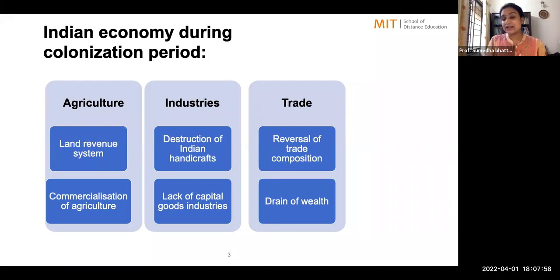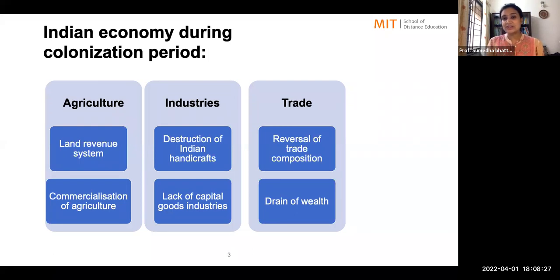Second, these Indian handicraft producers were supported by the princely states. Since the ownership of the princely states itself was at stake, there were not many supporters for Indian handicrafts. So the people involved in Indian handicrafts were rendered unemployed and they added to the pool of unemployed labor in agriculture. That means there was more burden on agriculture because of the destruction of Indian handicrafts.